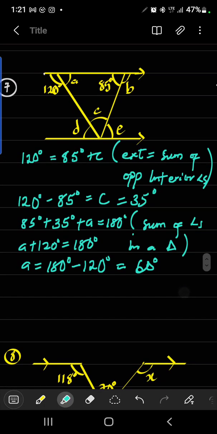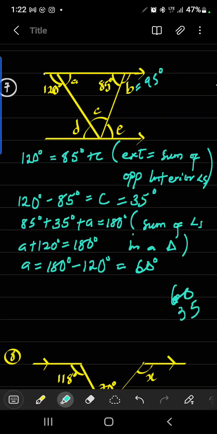So your A is 60 now. You've gotten A as 60. You have gotten C as 35. So directly you can get B. Look at the magic here. We said exterior angle B is equal to the addition of A and C. So let's add A and C. A is 60 and C is 35, isn't it? So 60 plus 35 is 95. That is your B equals 95.